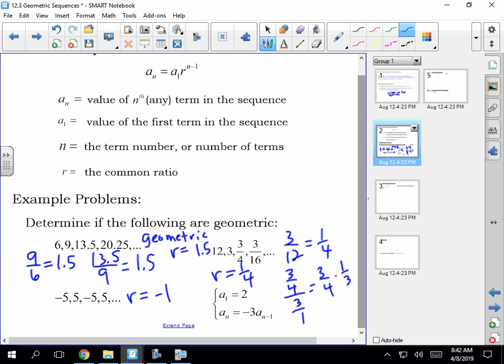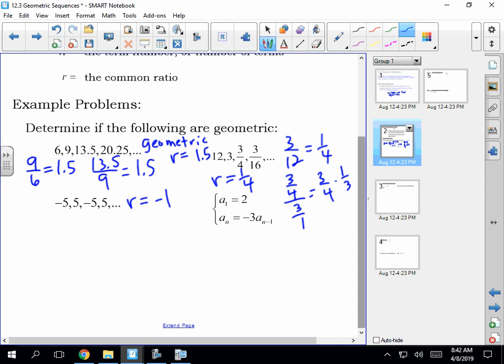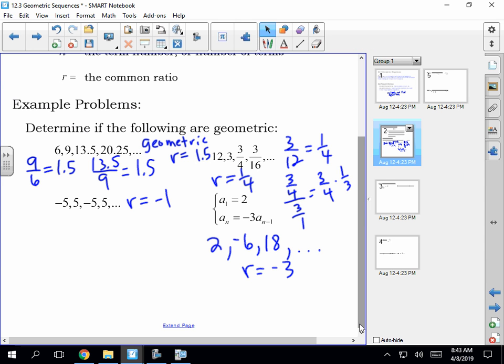And then the last one here is still geometric, it's just in a different form. If we needed to, we could start writing down the terms. It's 2. And then the second term would be -3 times 2, or -6. The third term would be -3 times -6, which is 18, and so forth. So this one is r equals -3. That's what it'll look like when it's recursive. But these are all geometric, and they're geometric if they have a common ratio.